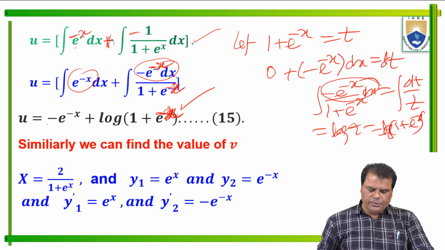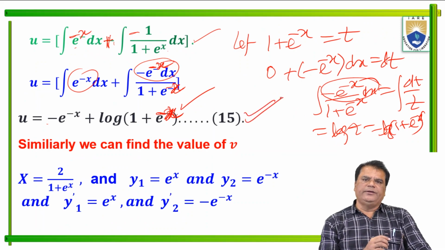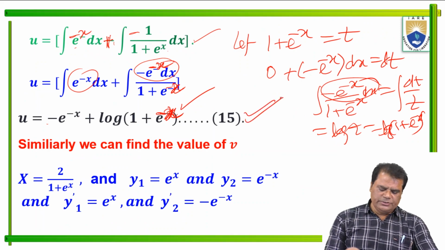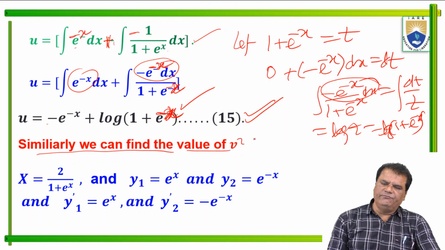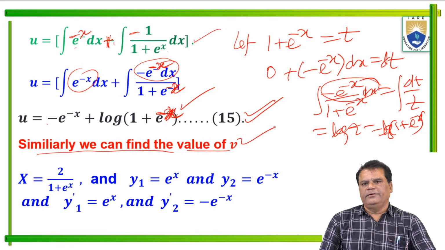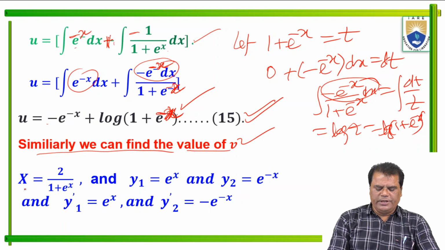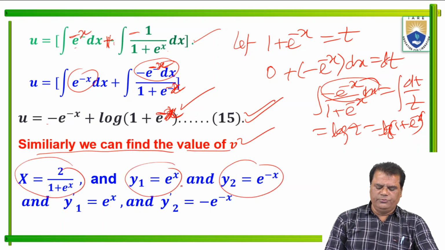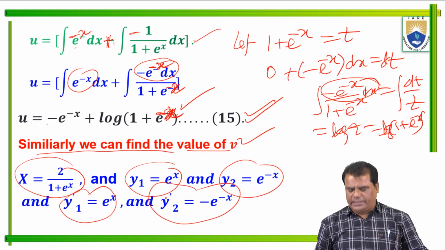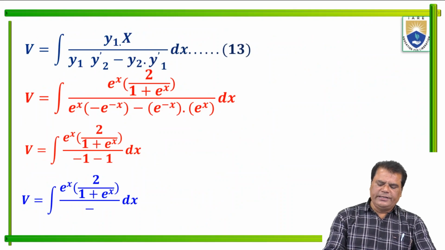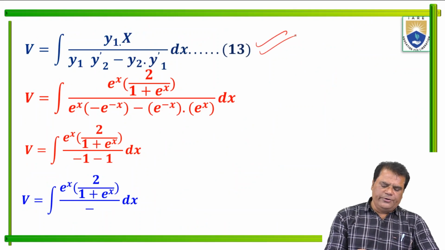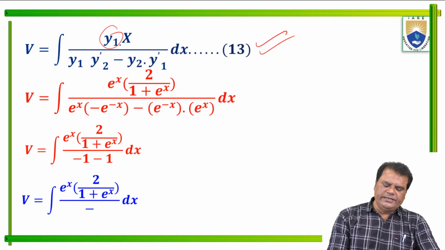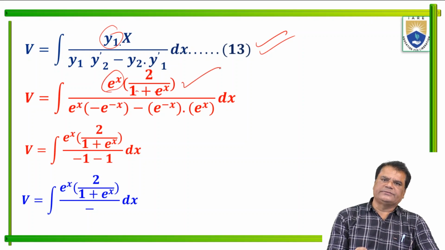Now here we get equation 15, for finding U. Similarly, we can find the value of V with the help of formula 13. Putting all values: X is this, y1 and y2, y1 dash and y2 dash. All values are put in formula 13. Formula 13 is this. Now in the integration, y1 is e to the power x and X is 2 upon 1 plus e to the power x.